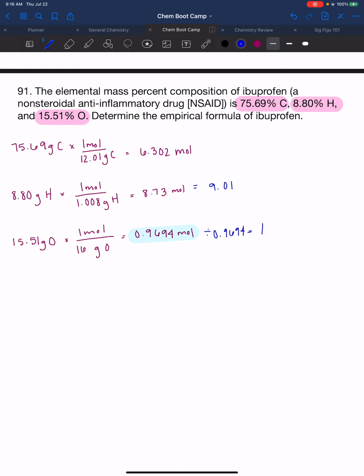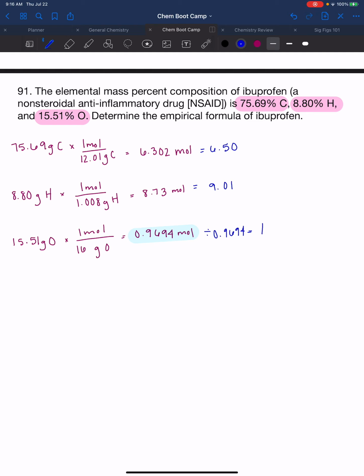And then 6.302 divided by 0.9694 is going to give us 6.50. So pretty much all of these are kind of close to whole integers.